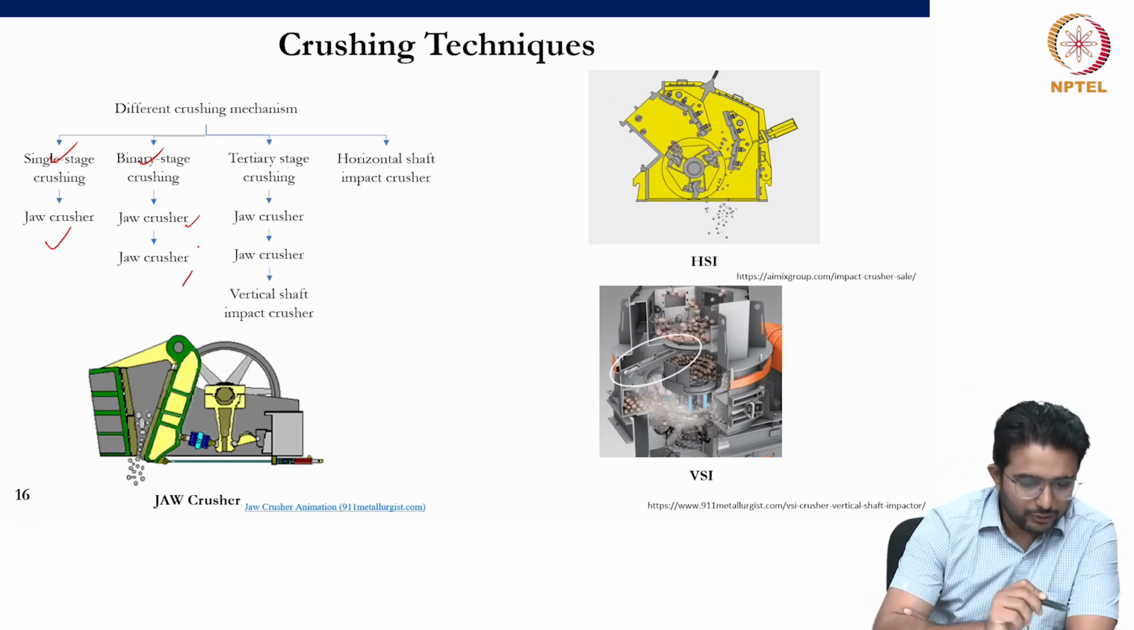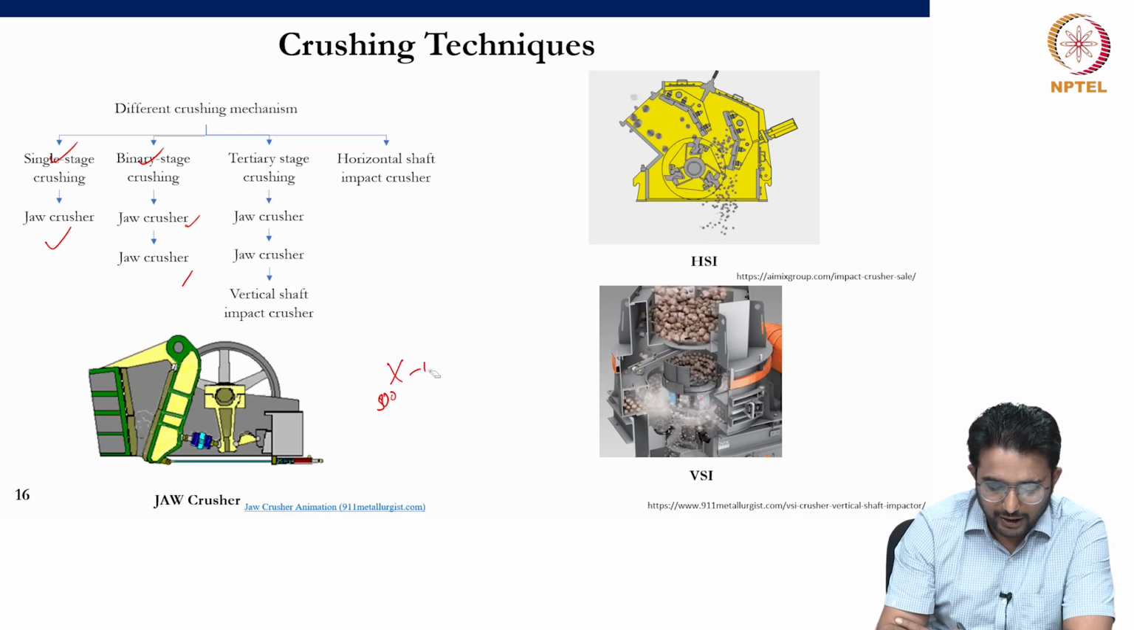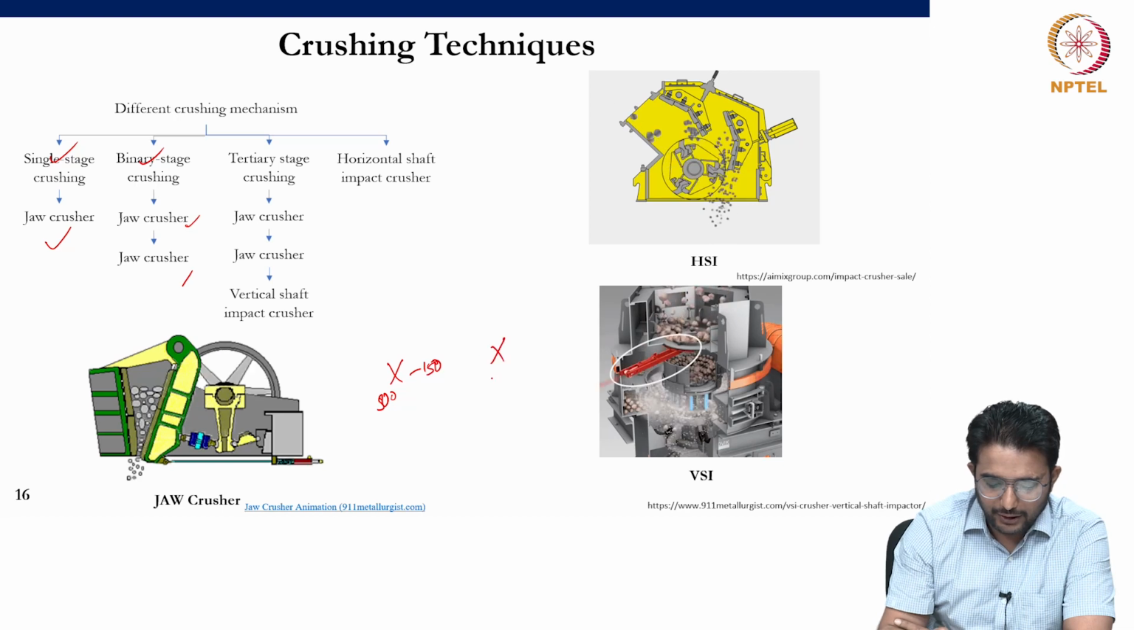Also we can have two crushers. So one crusher, let's say, for reducing the size from 500 mm to 150 mm, and the other crusher to reduce the size from 150 mm to coarse aggregate and fine aggregate, right?